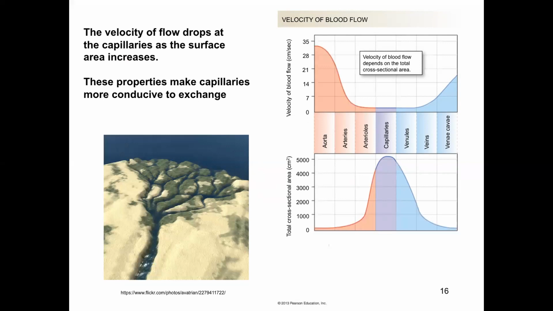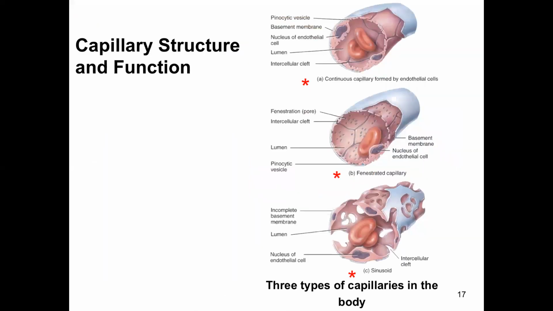So the velocity of flow is going to drop dramatically, as you can see here, over these small vessels. And that's because as we go through, we've got the same amount of volume, but we've increased the surface area. And increasing the surface area and slowing the velocity gives more opportunity for exchange. All right, so that's exactly what we would like.